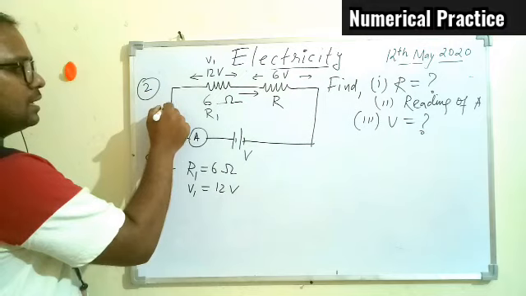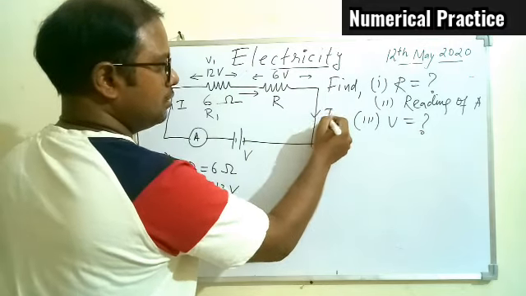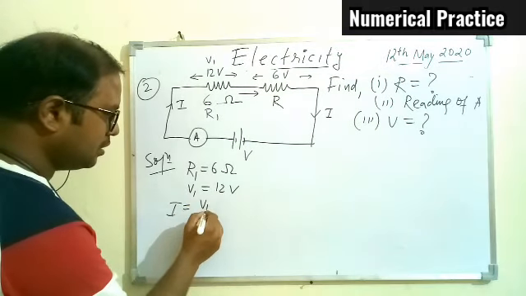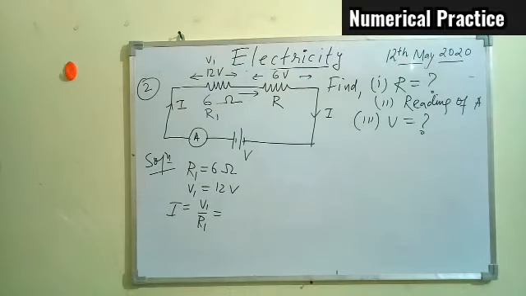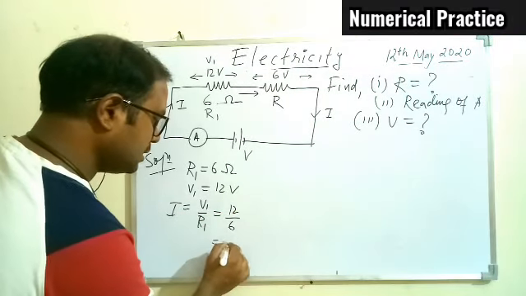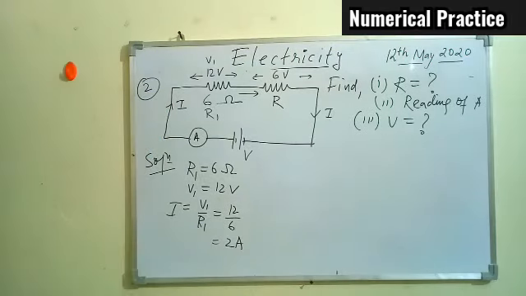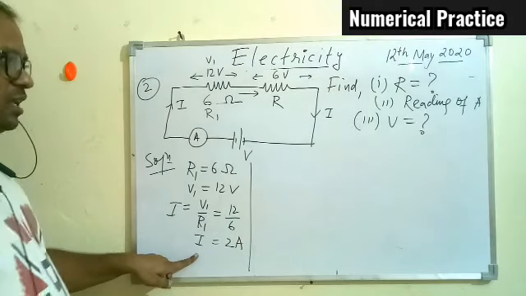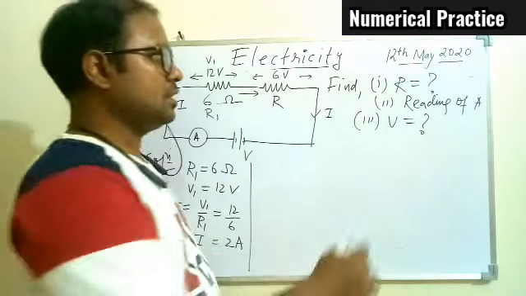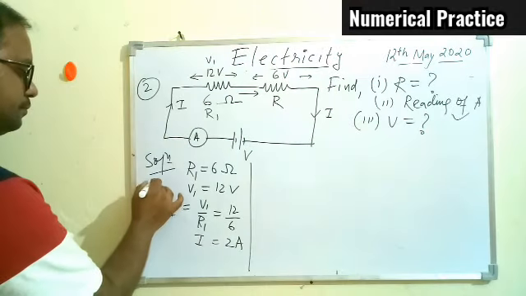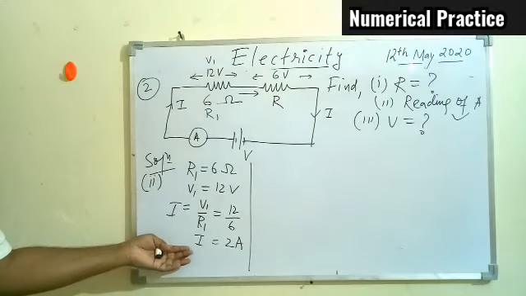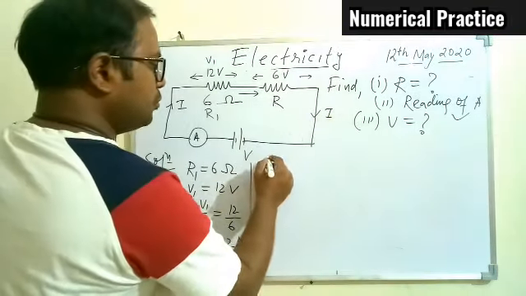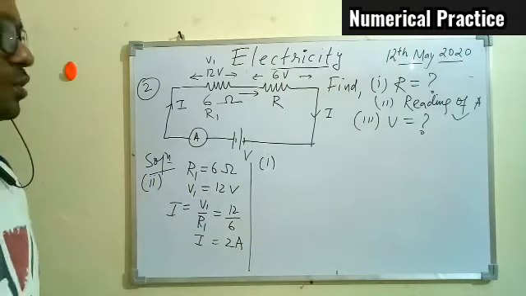So first, let's take the current I passing through the circuit. From this we can find I will be V1 upon R1, that is 12 volt upon 6, that is 2 ampere. So we understood the current passing through the circuit is 2 ampere. Am I clear? So the ammeter reading is done, the second part is done. That is, the reading of the ammeter, 2 ampere current will be shown by the ammeter. Now let's go for the first part. It doesn't matter if you change the sequence, okay?